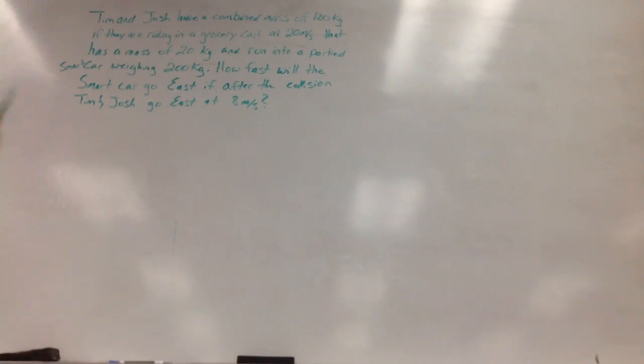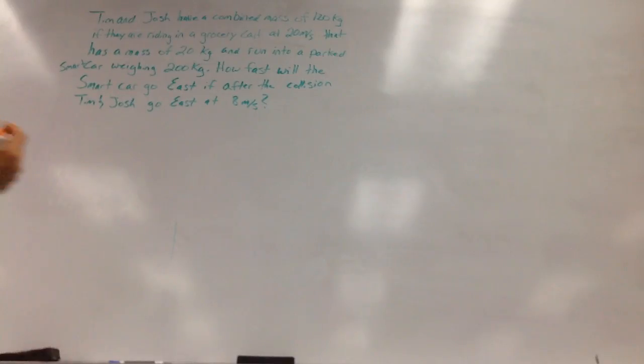So, Tim and Josh have a combined mass of 120 kilos. If they're riding in a grocery cart at 20 meters per second that has a mass of 20 kilograms and run into a parked smart car weighing 200 kilograms, how fast will the smart car go east if after the collision Tim and Josh go east at 8 meters per second?